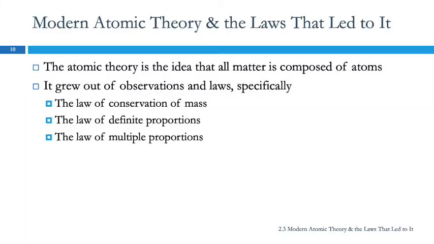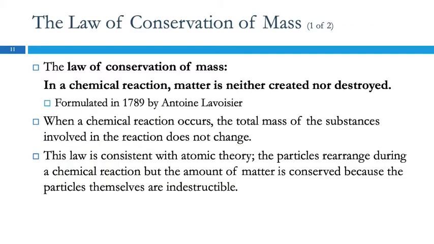Modern atomic theory is just the idea that all matter is composed of atoms. And it came out of some observations and laws: the law of conservation of mass, which we talked about, the law of definite proportions, and the law of multiple proportions. So we could have a conversation about the law of conservation of mass.